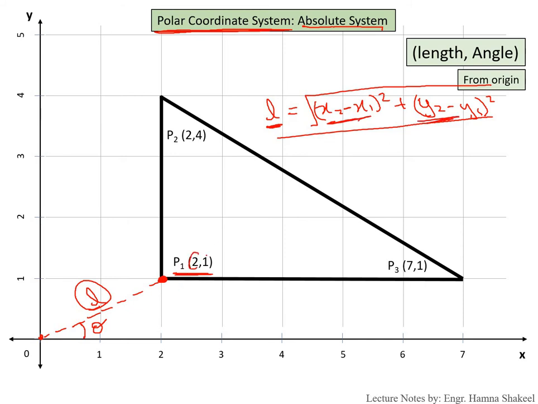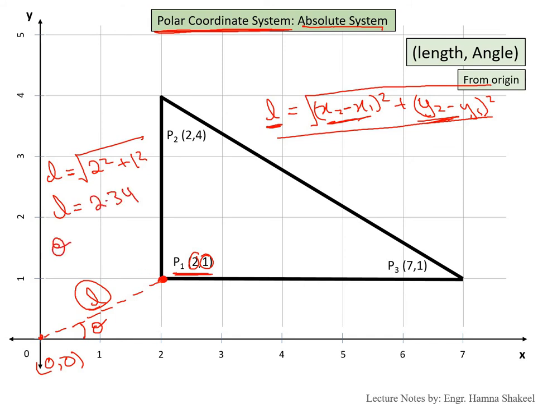So here you have got 2, 1, and for the origin the two values are 0, 0. So if you want to find the length, that will be the square root of (2 minus 0) square plus (1 minus 0) square. So the value of L will be 2.34.